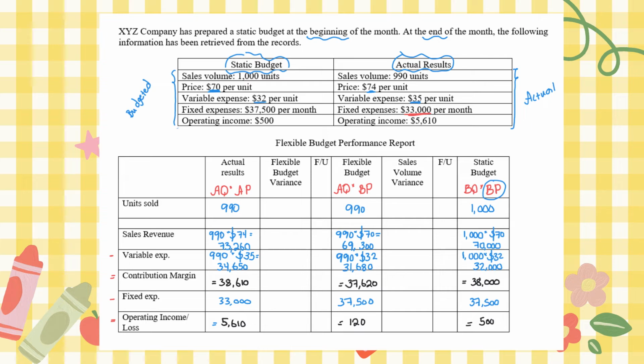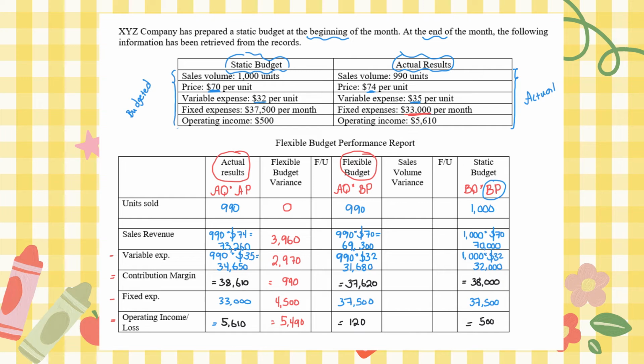Now let's find flexible budget variance, which is the difference between actual results and flexible budget column. Okay, so 990 less 990, it's gonna be 0. Sales, so 73,260 less 69,300. And I found the differences between each two. Okay, now we're gonna talk about favorable and unfavorable later.